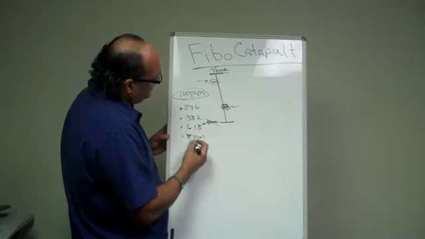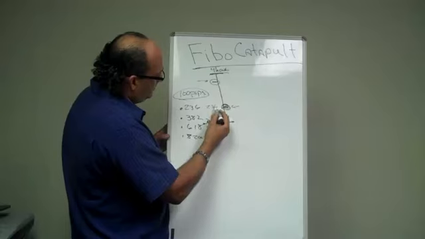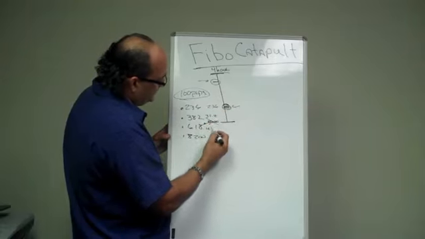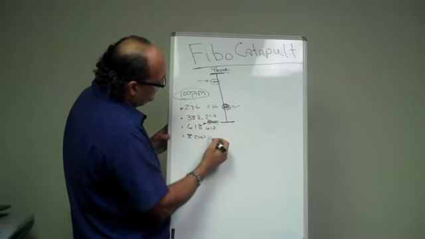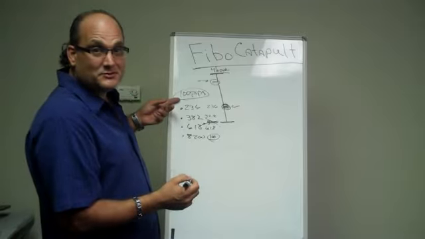And then what I'll do is I get these factors. So actually this is going to be 23.6 pips, this is going to be 38.2 pips, this is going to be 61.8 pips, and this is going to be basically 100 pips, okay? That's why I used 100 pips. It's real easy math, all right?